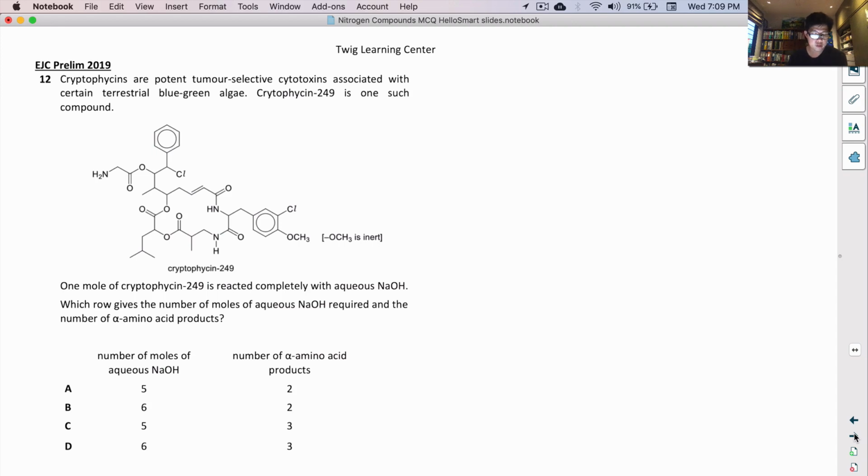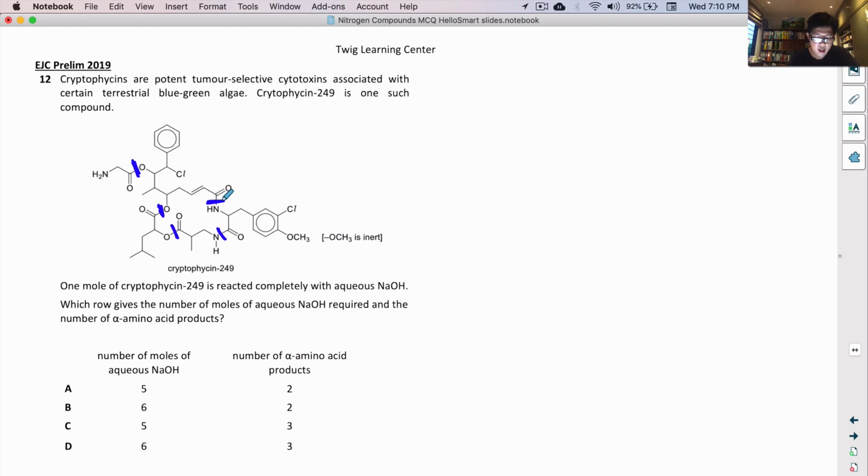1 mole of cryptophycin reacts completely with sodium hydroxide, which will give the number of moles of sodium hydroxide required and the number of moles of alpha amino acid. So I guess sodium hydroxide can act as a base to hydrolyze the ester and the amides if there are any. So let me break all the esters and amides to see how many moles of sodium hydroxide are needed. 1 mole because it hydrolyzes this ester, this ester, this ester, this amide, this amide.